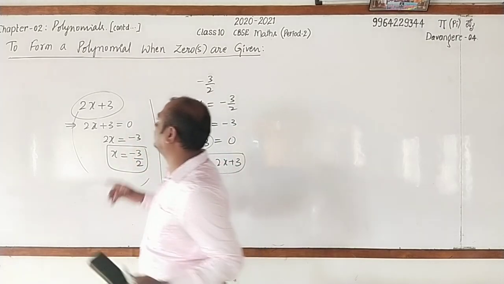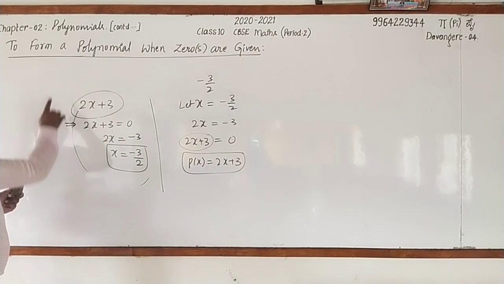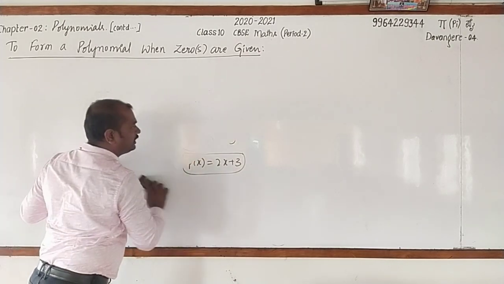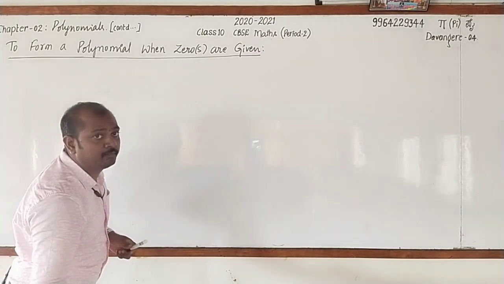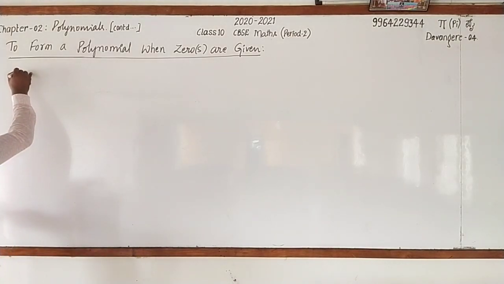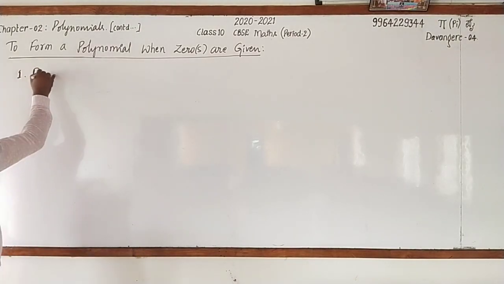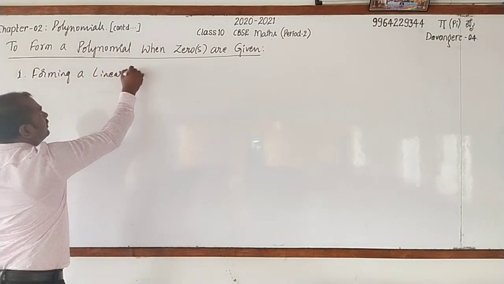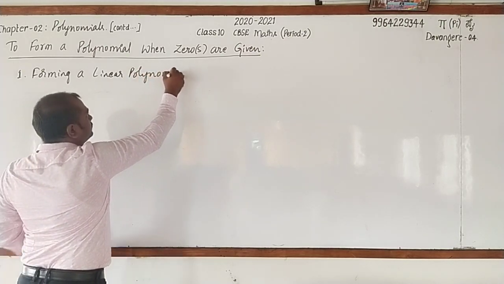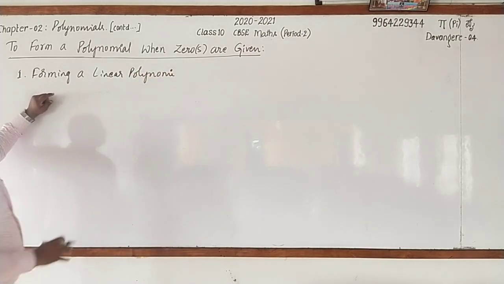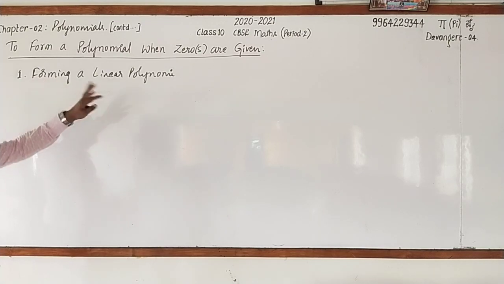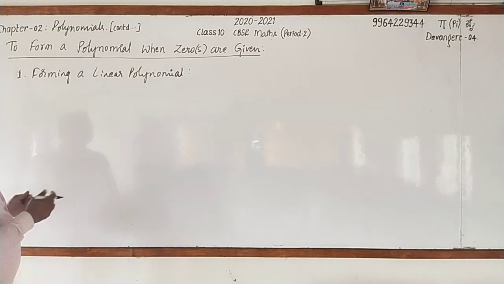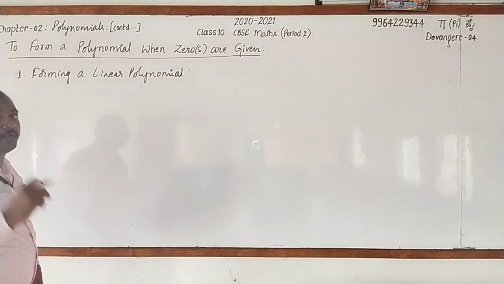You just go through this heading. Here it is. To form a polynomial when zeros are given, I'll go through one by one. The very first one is, what is that? Forming a linear polynomial. Dear students, you know that how many zeros does a linear polynomial have? How many? Only 1 zero. So let us assume that zero as alpha.